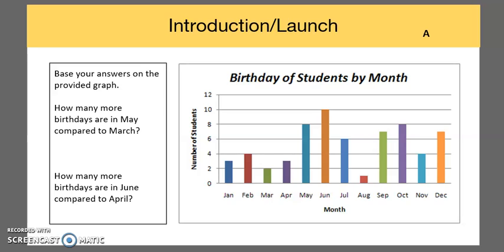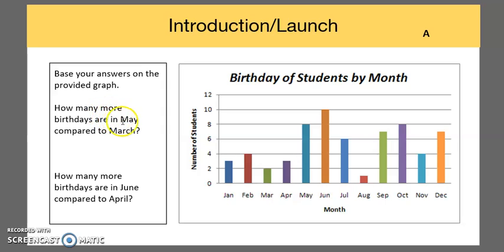Next, we're going to use 2 follow-up questions, which require a little bit of math calculation. First question is, how many more birthdays are in May compared to March? How many more birthdays are in June compared to April? For these 2 types of questions, we want students to understand that how many more means subtraction.